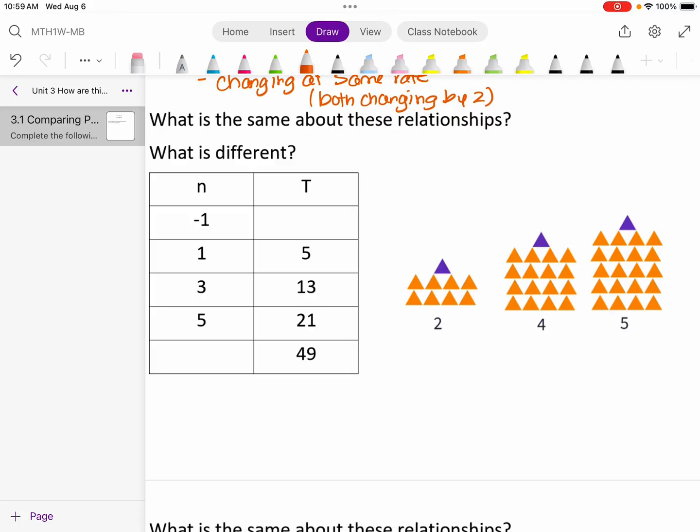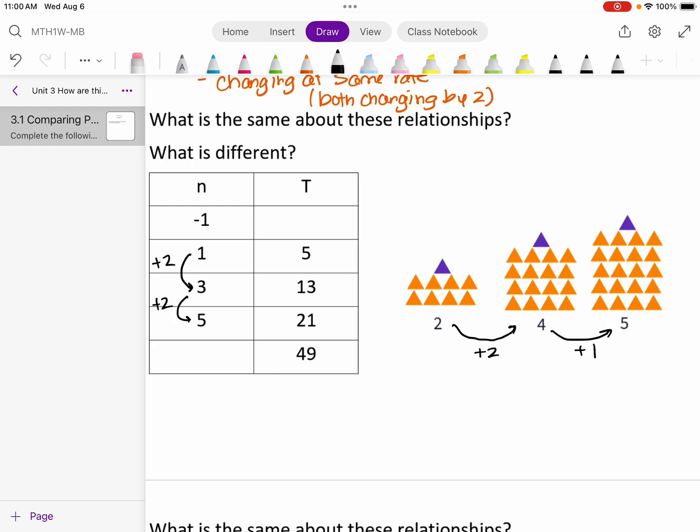What's the same about these relationships and what's different about these relationships? Pause the video and try, and then we'll take it up in a second. Okay, this example is a little bit trickier because you'll start to notice that my patterns are changing by a different amount. So for example, in my table, I can see that my position's changing by 2 each time, and in my pattern, it's also changing by 2 there, but changing by 1 here.